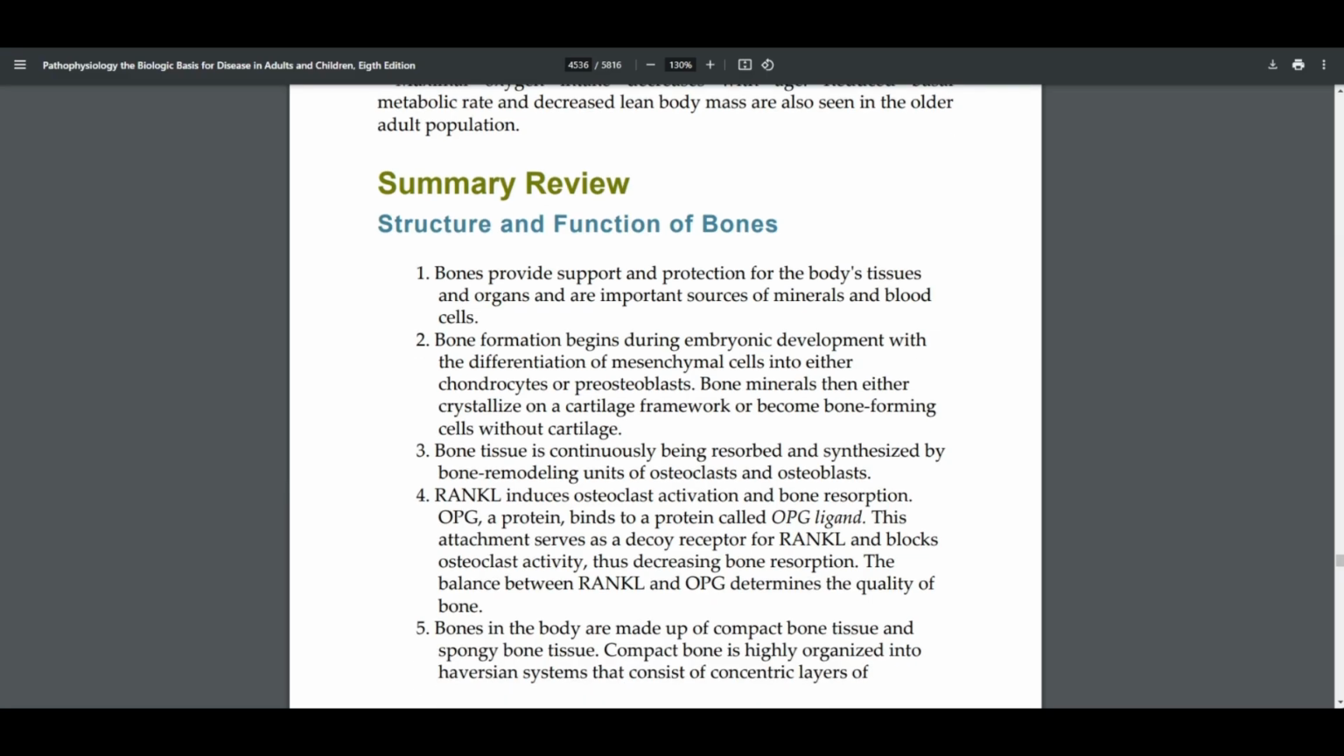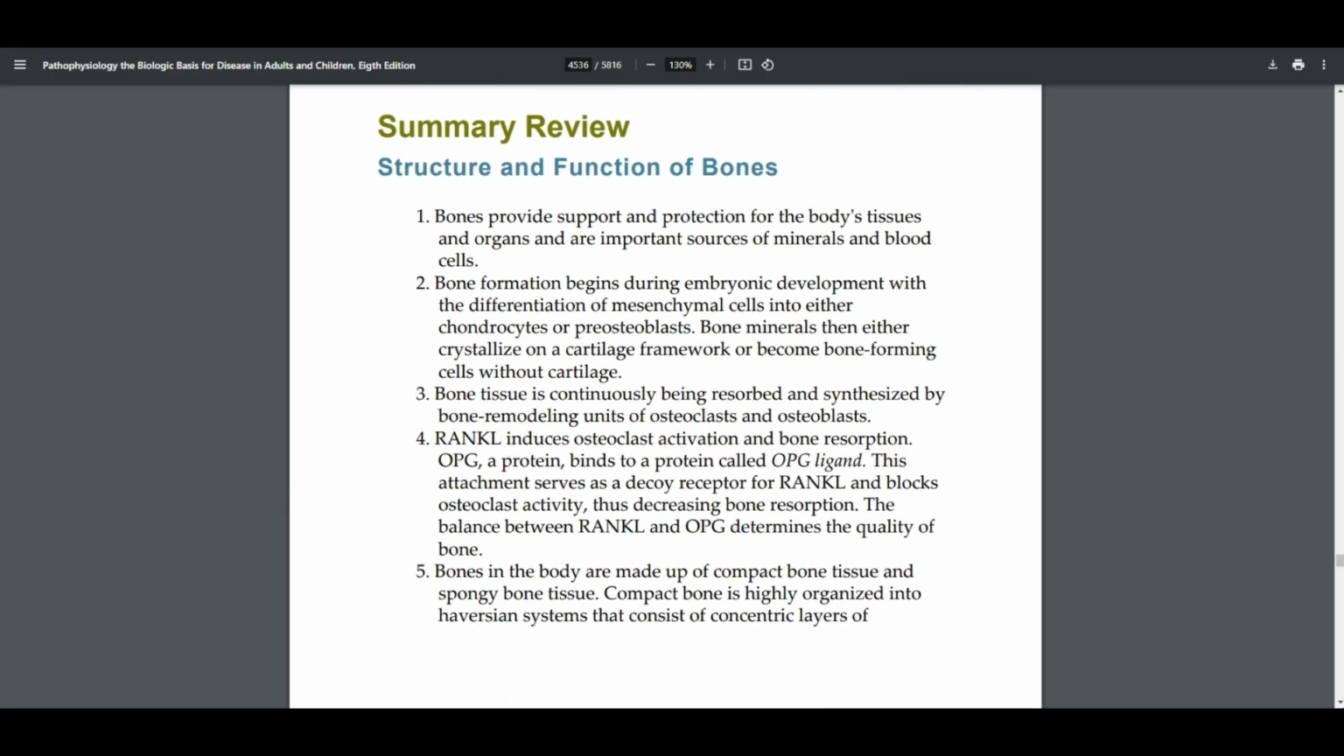And that concludes our chapter for today. I will see you with the next chapter, 45, alterations of musculoskeletal function, though we will stop at bone tumors. So I shall see you all then.